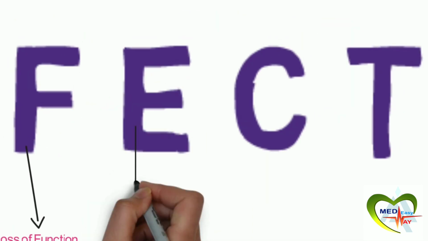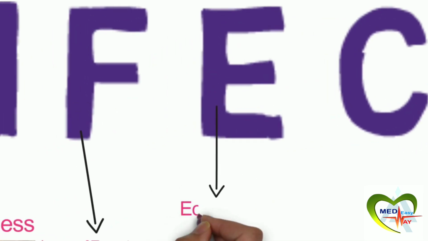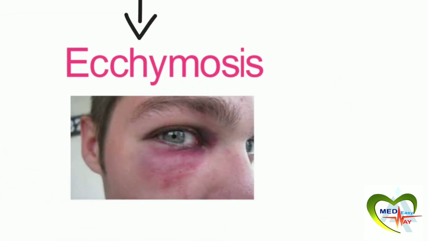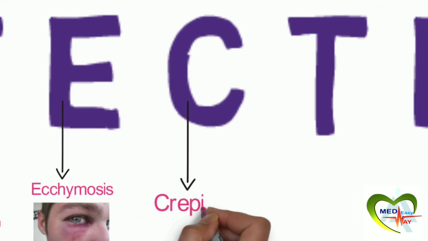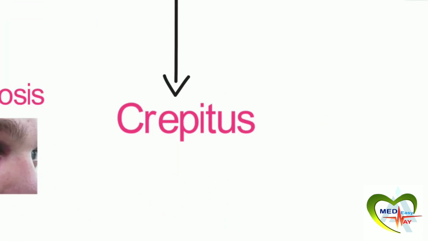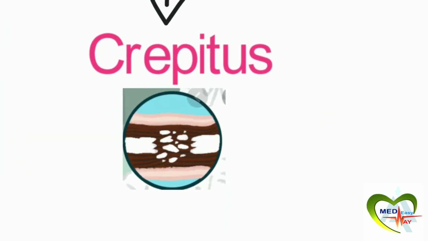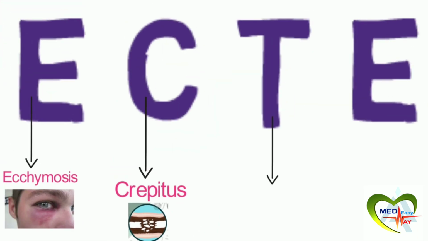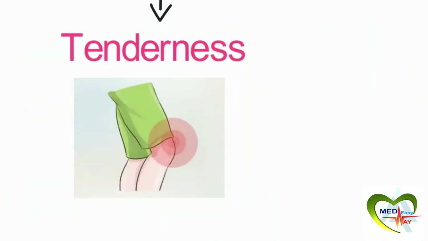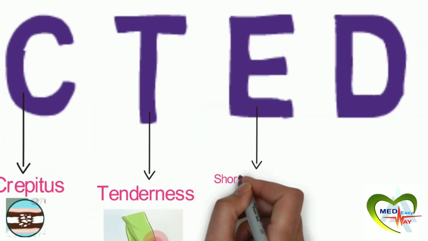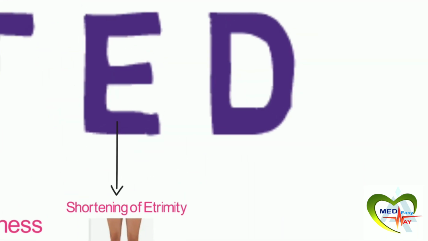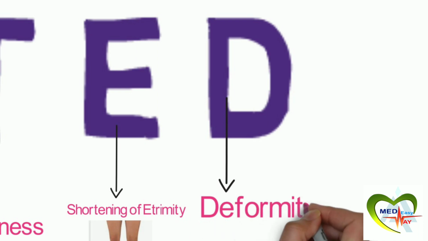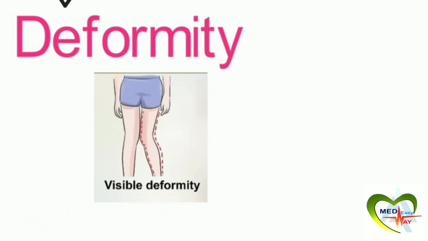Next, E is for ecchymosis. It means discoloration of the skin due to bleeding. Next, C is for crepitus. It is an abnormal popping and cracking sound in the joint. Next, T is for tenderness. Next, E is for shortening of the extremity. Next, D is for deformity or malformation.